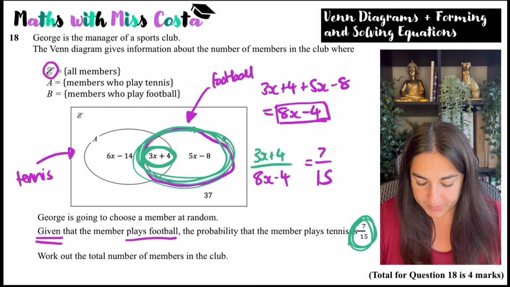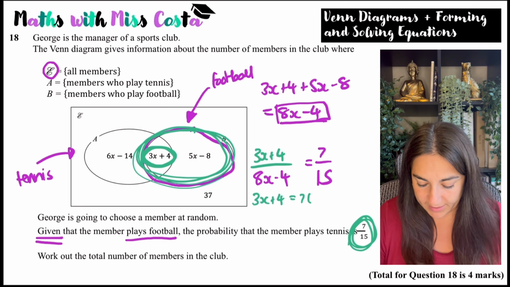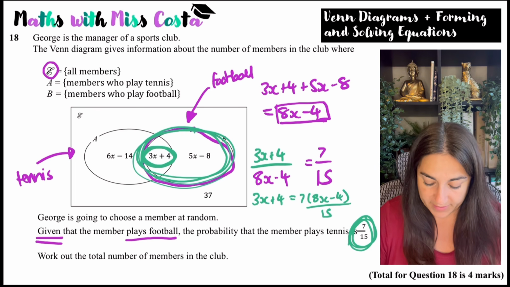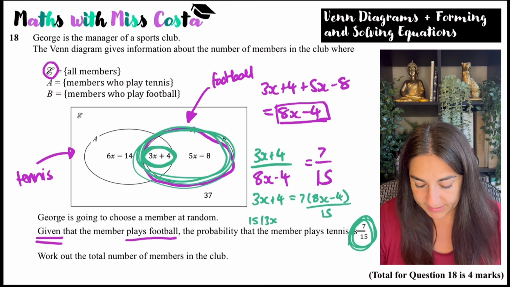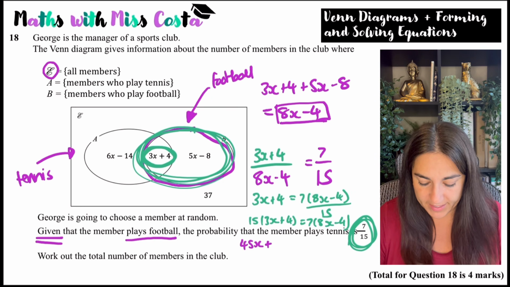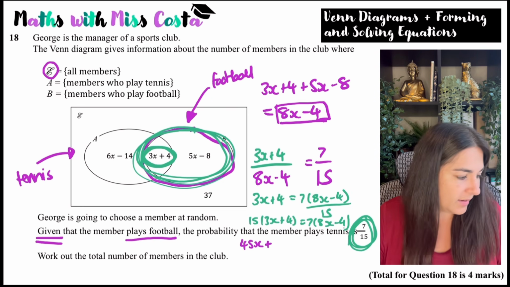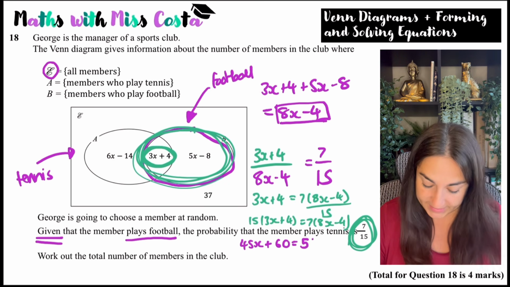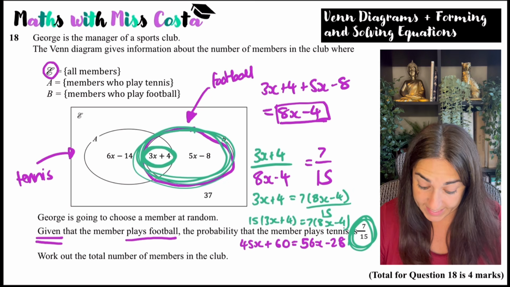So what I'm going to do is multiply both sides. If I multiply by the denominator, I'd be left with 3x + 4 equals 7(8x - 4) over 15. Then I can multiply this side by 15, so 15(3x + 4) is equal to 7(8x - 4). Let's expand those brackets. So 45x plus 15 times 4 is 60, is equal to 56x minus 28.